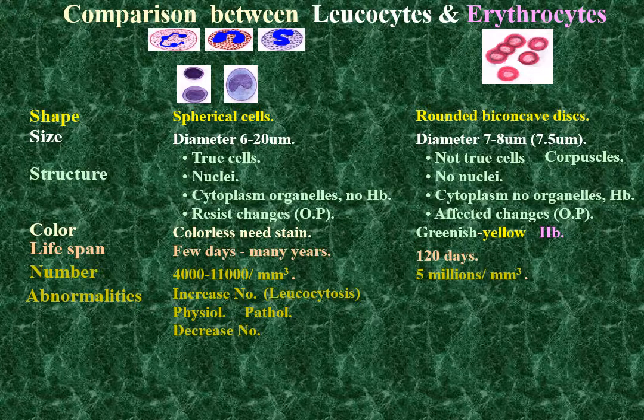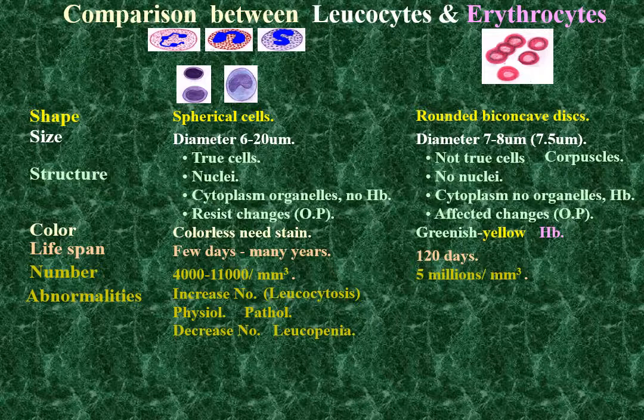Decrease in number of leukocytes, called leukopenia, is always pathological. It occurs in bleeding and starvation, exposure to irradiations and X-ray, prolonged use of certain antibiotics like chloramphenicol, and in certain diseases like influenza and typhoid fever.